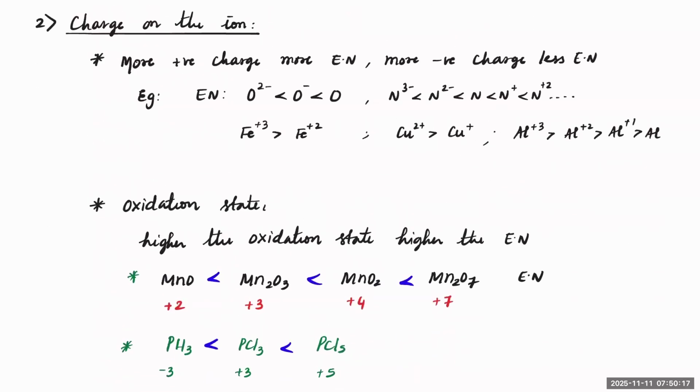Next, the more the positive charge, the more is the electronegativity, and in the same way, the more negative charge, the less is the electronegativity. So these are the factors you need to understand when it comes to more positive or negative charge here.